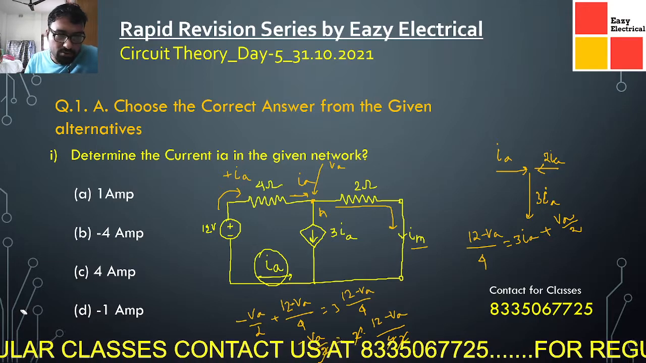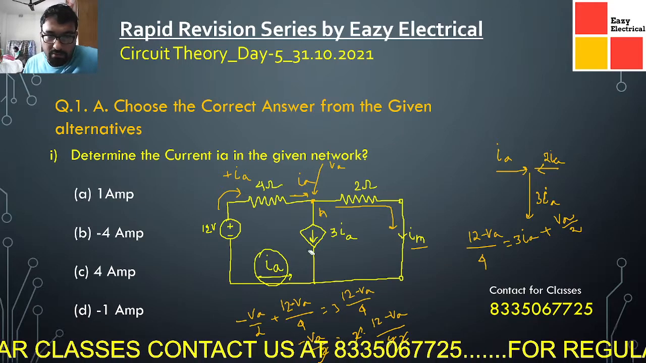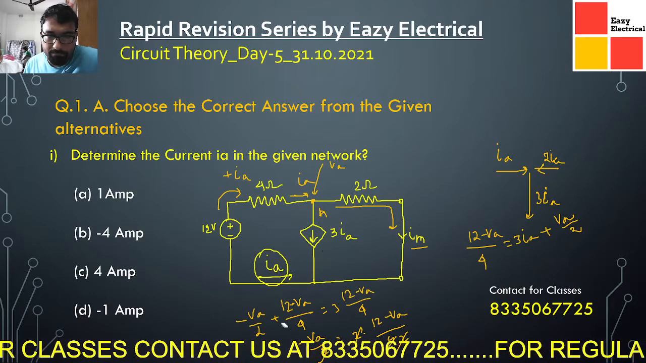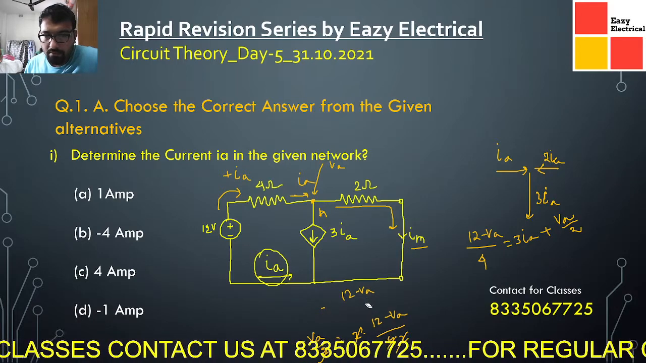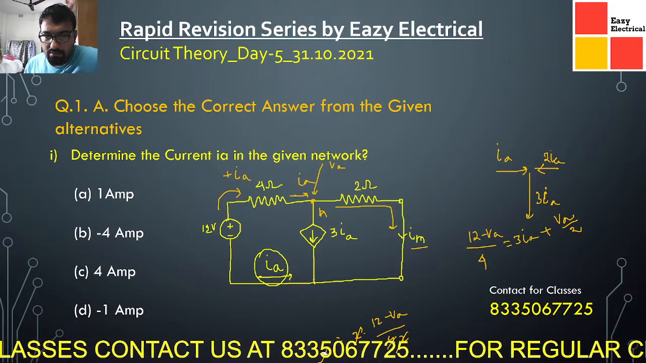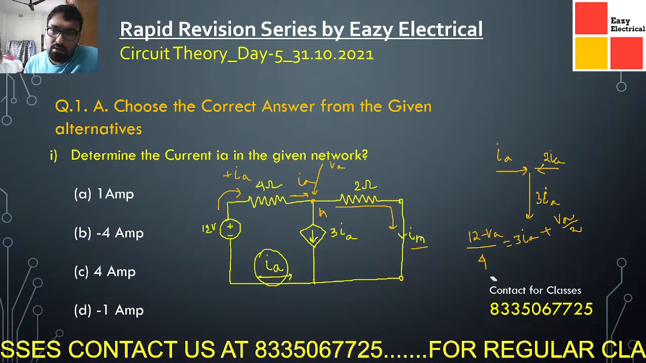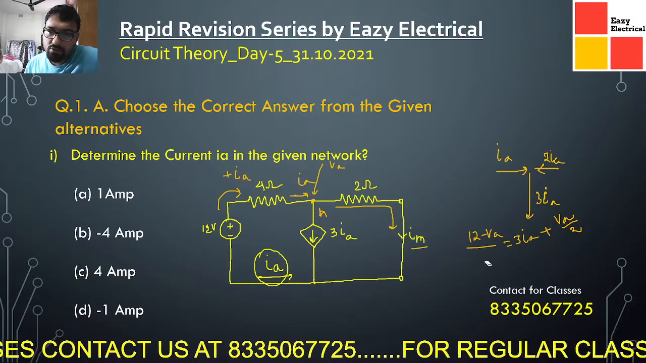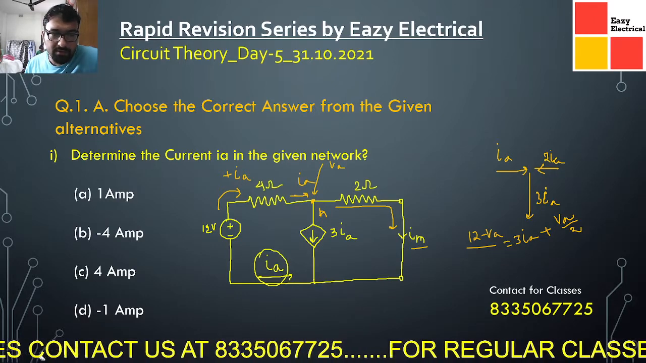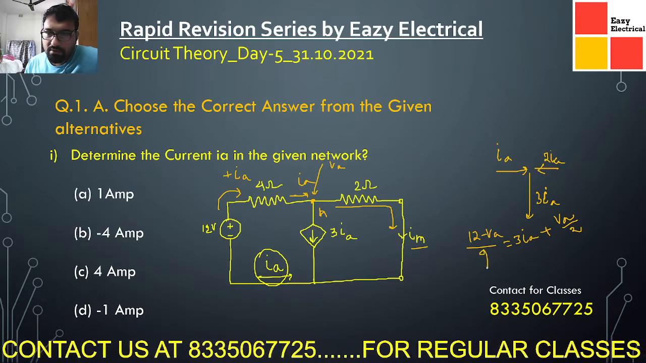Just let me redo the question, rethink about the question. First of all, just erase everything. Just consider one thing. Here you can see 12 minus VA by 4. Okay, so 12 minus VA by 4 is correct. Here this statement is correct.